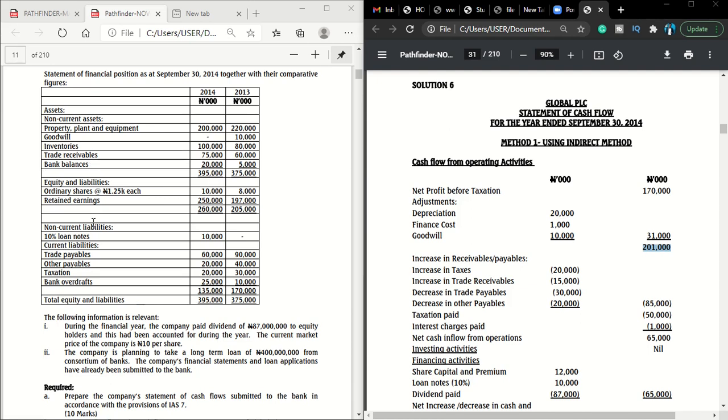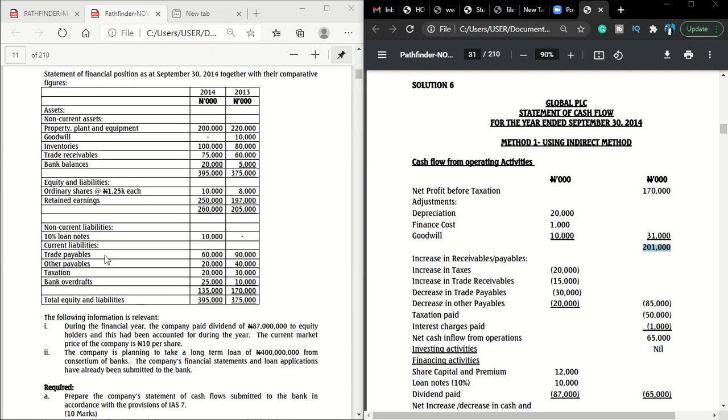I then go to the next one, which is my what? Current liabilities. Now for current liabilities, don't forget I told you yesterday, decrease in liability is an outflow, while increase in liability is an inflow. So I will come here. Last year it was 90,000. What has happened to it? It has reduced to 60,000. If it reduced to 60,000, that is a change of what? 30,000. Any decrease in liability is what? Outflow. So the difference is 60,000, sorry, 30,000. So in this place I will have 30,000.